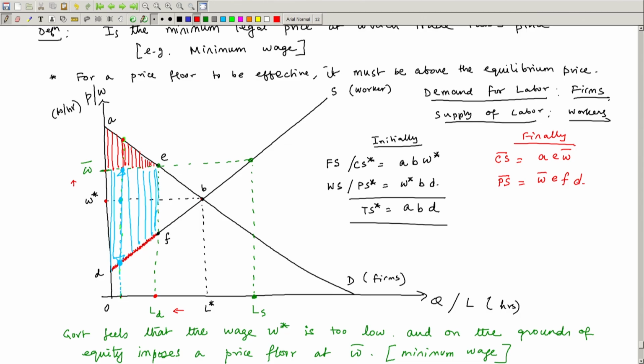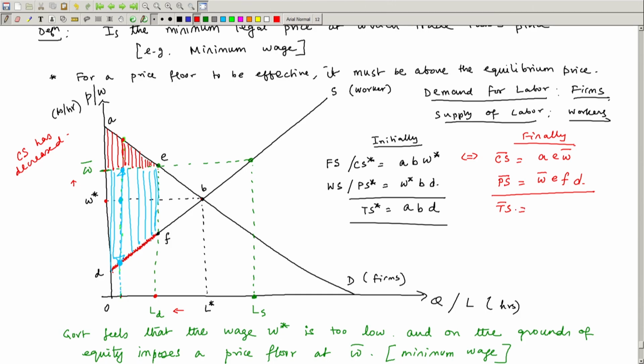So, one thing is very clear from this graph, that the firm surplus or the consumer surplus has decreased, right, because the area AEW bar is smaller than the area ABW star. What about the producer surplus or the worker surplus? In this graph, by looking at the picture, we really do not know, because we are comparing the trapezoidal area W bar EFD with the triangular area W star B and D. So, we really can't say clearly which one is higher.